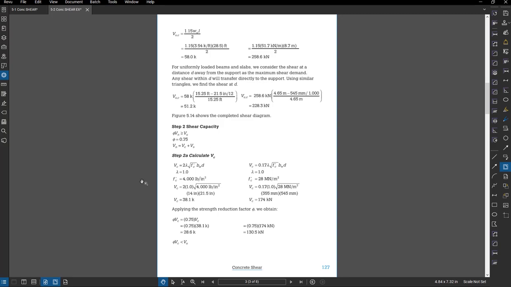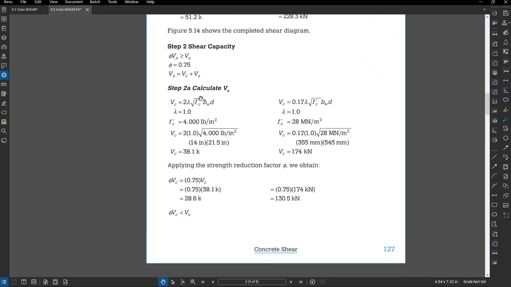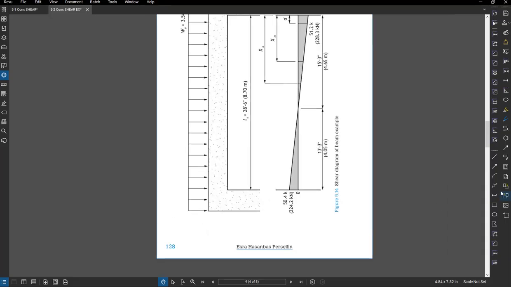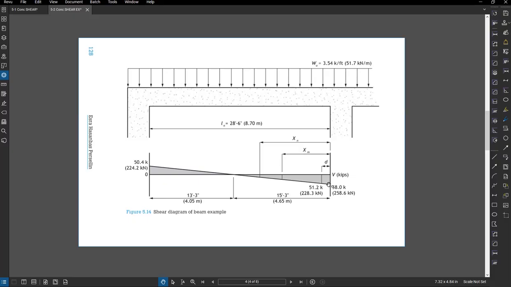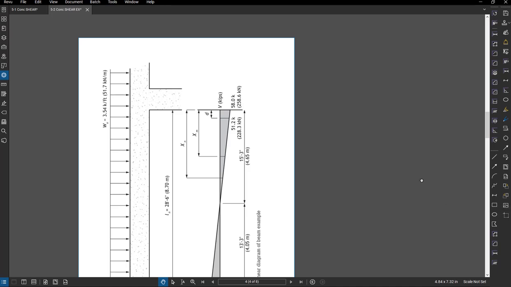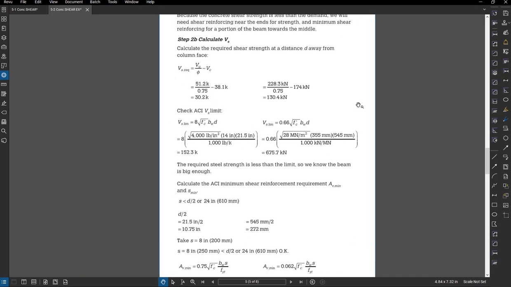Okay, so in step 2A here, we're calculating the concrete shear capacity, and we find that our shear strength is less than the demand, which is not a big surprise. That's usually how it is. If we look at this figure, you can see the shear varies along the length like a normal shear diagram. And so at some point, the shear may be low enough that we can go to a different spacing of the stirrups. Okay, so once we have that, we can calculate how much required shear strength we need out of the steel. So that kind of helps us just get a feel for what we're going to need.